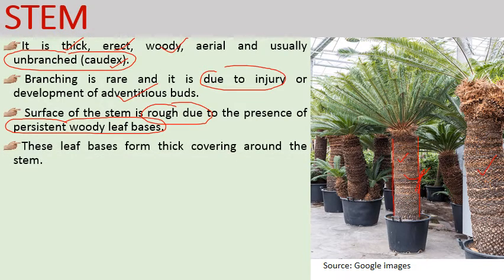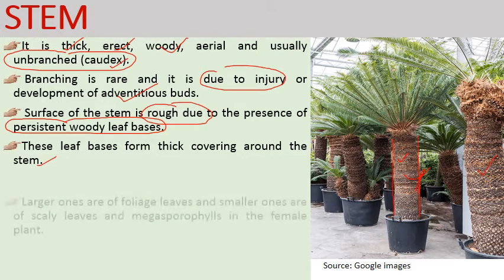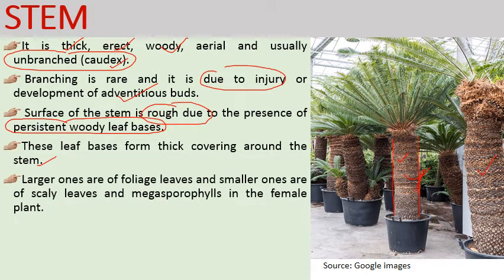And these leaf bases form a thick covering around the stem. And there are two types of leaf bases. एक large size के होते हैं and some are smaller size. जो large size के leaf bases हैं they are formed by foliage leaves. Means जो बड़ी compound leaves हैं उनसे बनते हैं large leaf bases, and the smaller leaf bases are of scaly leaves and megasporophylls, which bear the female gametes. So ये जो scaly leaves हैं और megasporophylls हैं, they form the smaller leaf bases in the female plant, especially in the female plant.